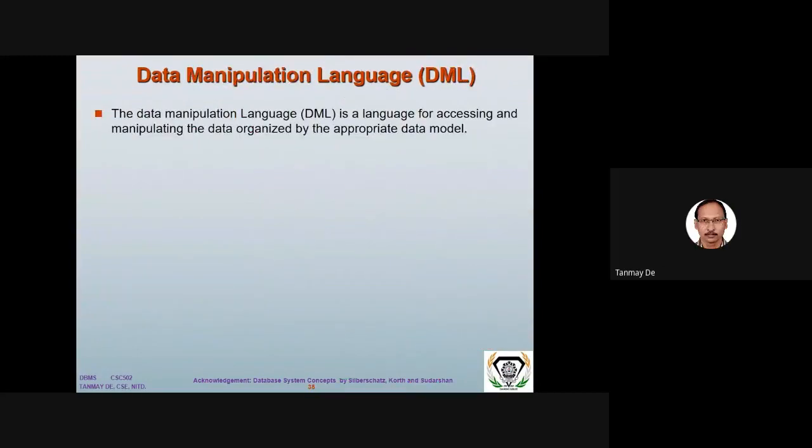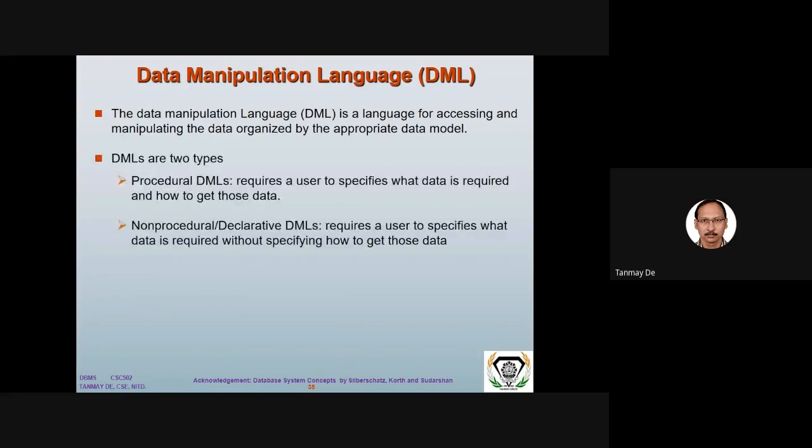So the next one is the data manipulation language. The data manipulation language is for accessing or manipulating the data stored in the database, and of course the data organized by the appropriate data model, maybe relational data model or network data model or maybe entity relationship model, whatever. This data manipulation language is of two types. One is the procedural data manipulation language, and the other is the non-procedural.